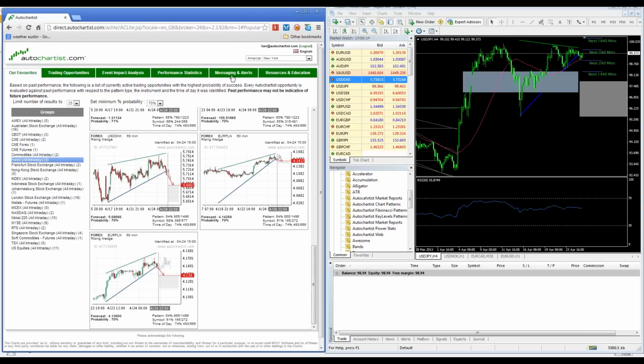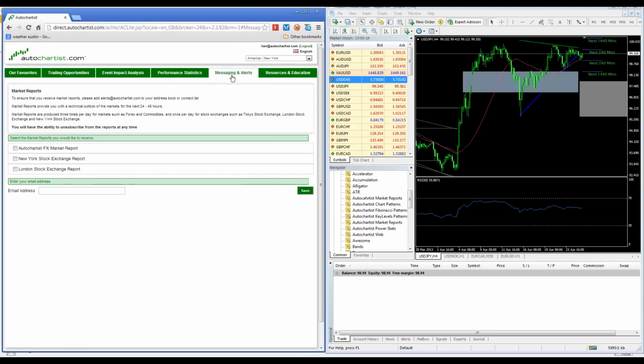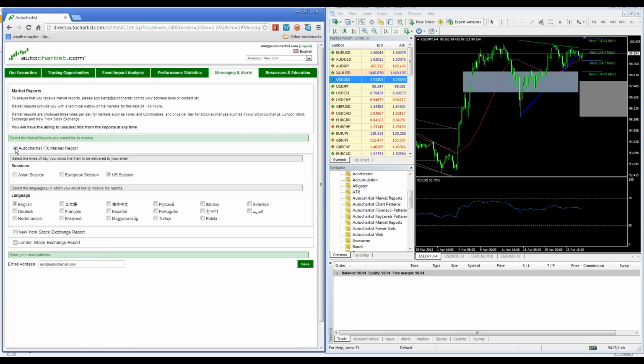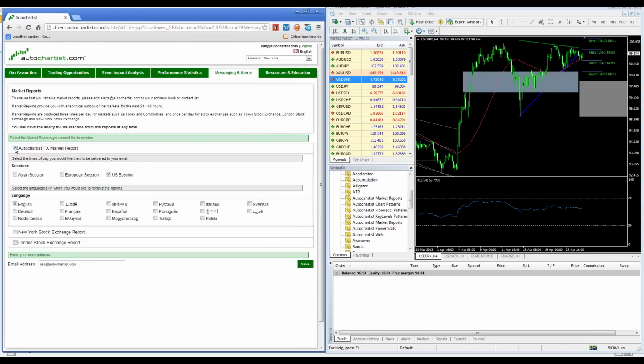If you go into the messaging and alerts section of Autochartist, you'll have the ability to subscribe to what we call a market report. I'll show you an example of this market report. First, I'll show you how to subscribe to these market reports. You click on the market report you want. Currently, we have this report here that I'm going to demo on the foreign currency market.